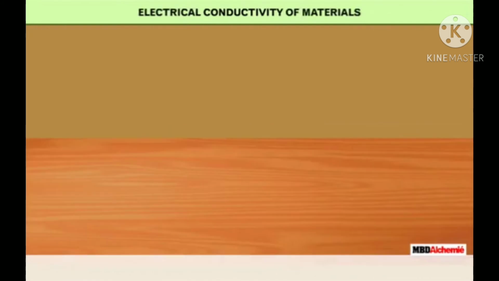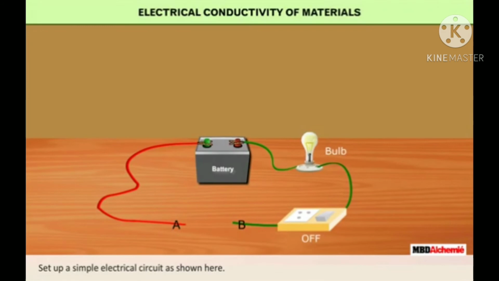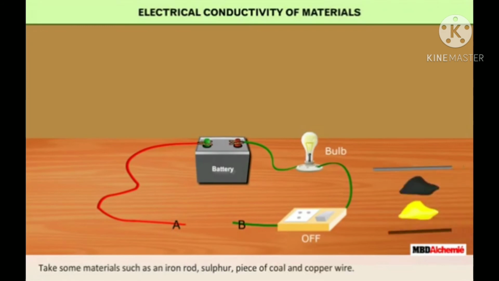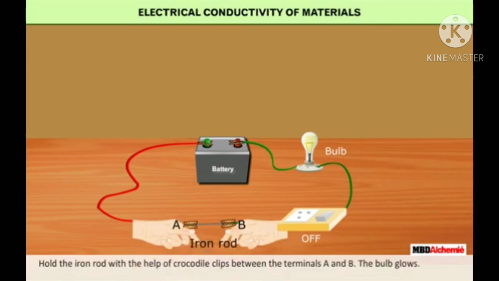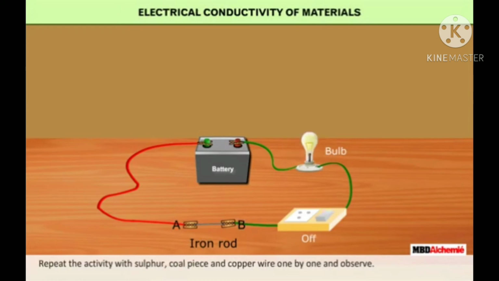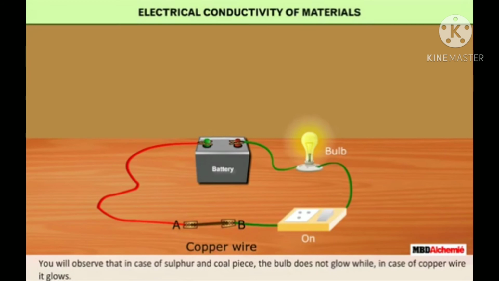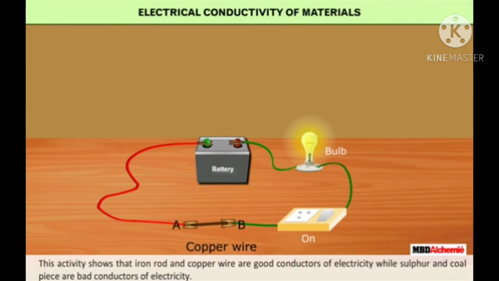Electrical conductivity of materials. Let us do an activity to demonstrate electrical conductivity of materials. Set up a simple electrical circuit as shown here. Take some materials such as an iron rod, sulfur, piece of coal, and copper wire. Hold the iron rod with the help of crocodile clips between the terminals A and B. The bulb glows. Repeat the activity with sulfur, coal piece, and copper wire one by one and observe. You will observe that in case of sulfur and coal piece, the bulb does not glow, while in case of copper wire, it glows. This activity shows that iron rod and copper wire are good conductors of electricity while sulfur and coal pieces are bad conductors of electricity.